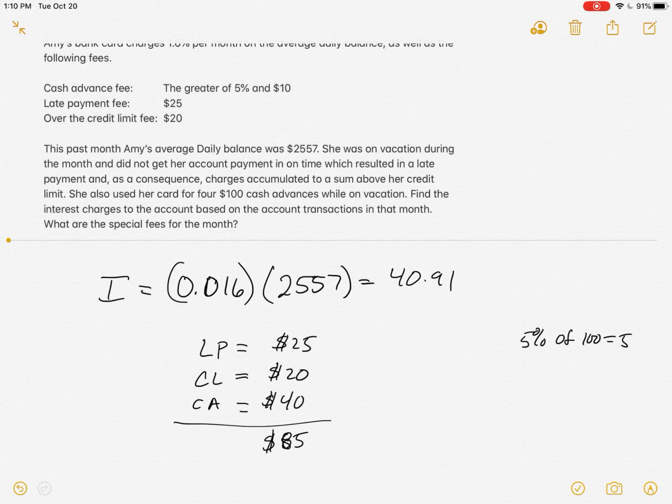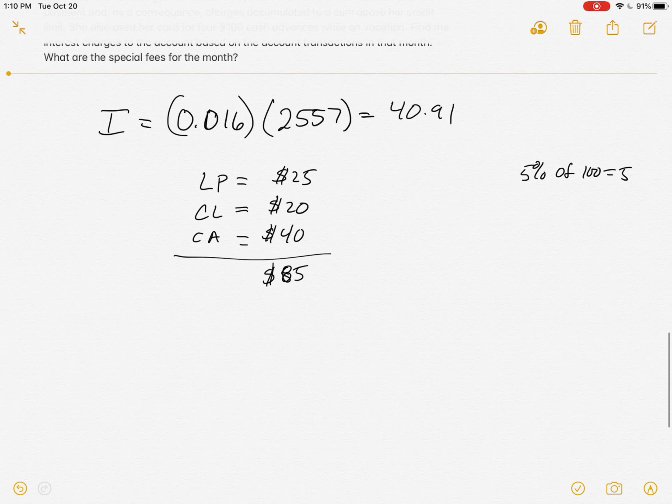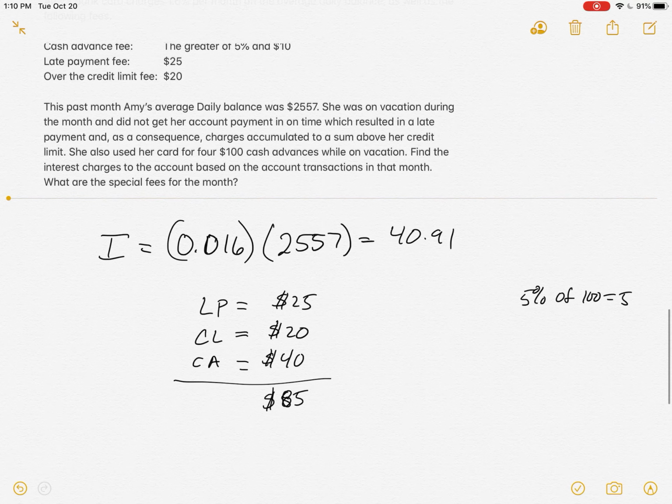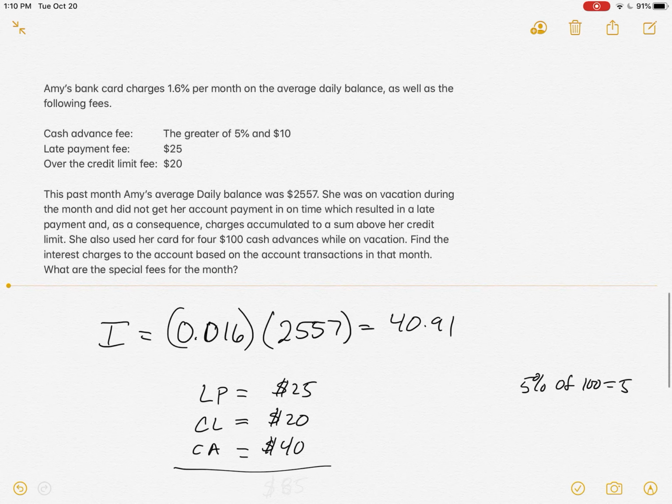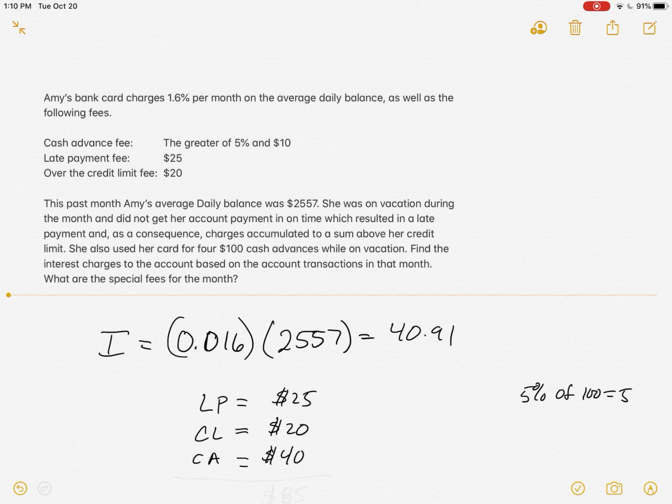Both the $85 and the $40.91 would be tacked onto her balance at the end of the month, and you can see how somebody can bury themselves in credit card debt, especially if they're not making payments on time and taking cash advances. There's better ways to get to your money than through a credit card, except sometimes that's the only way, and we just accept the payments as needed.